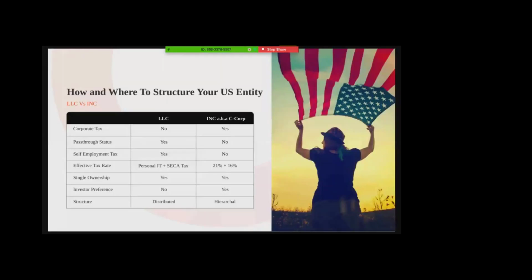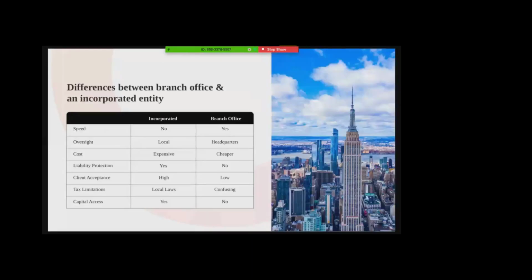Mukund, before you move on, there are some pertinent questions to this slide, which possibly I can take right now if you're okay with this. Surely, please go ahead.